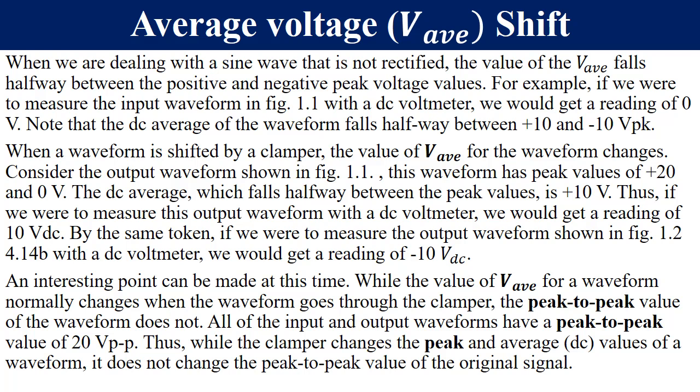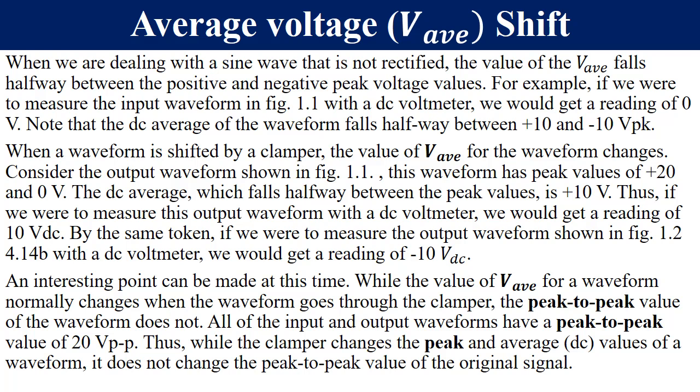We are saying our input is not rectified and it has an average voltage that falls between the positive and negative voltage values. If we have an AC signal with a peak of 10 and a negative peak of 10, its average value is equal to 0. But when we shift the input signal, the average value changes. And we'll look at our examples.